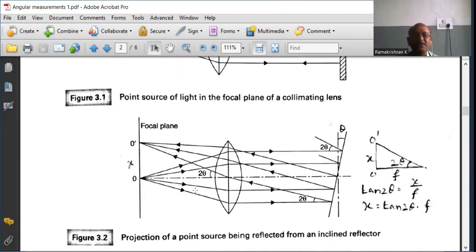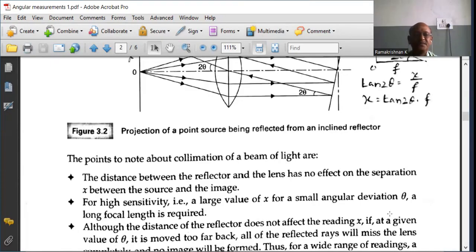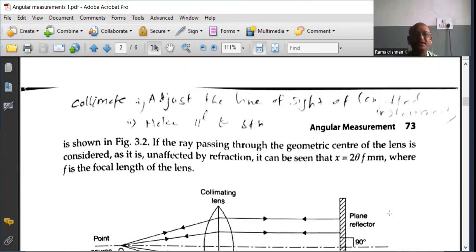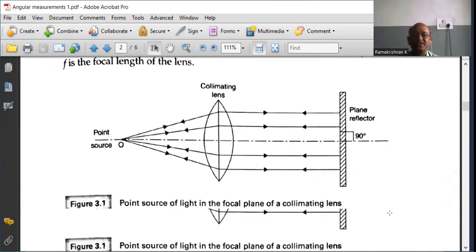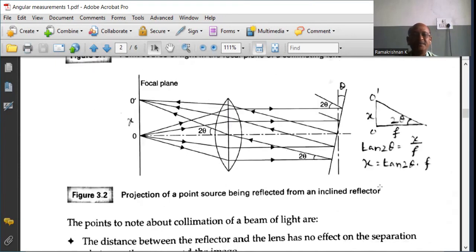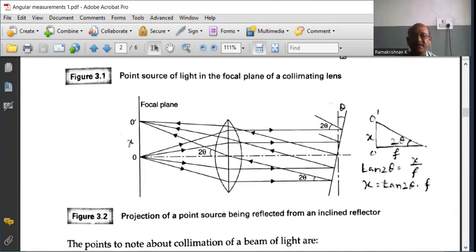Now, from the triangle O dash O, we get tan 2 theta equals x by f. Again, x equals f tan 2 theta. This is the formula from which we can determine the distance x. As theta is very, very small, we can rewrite x equals 2 theta into f.